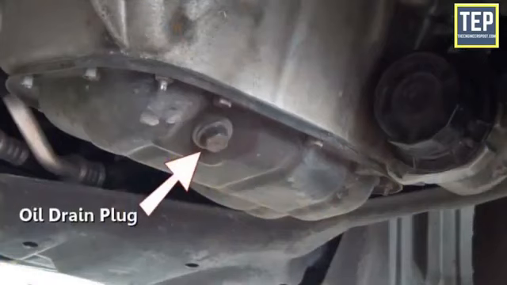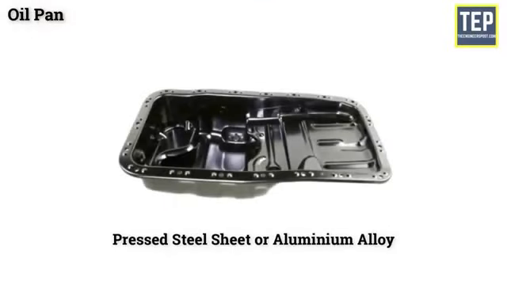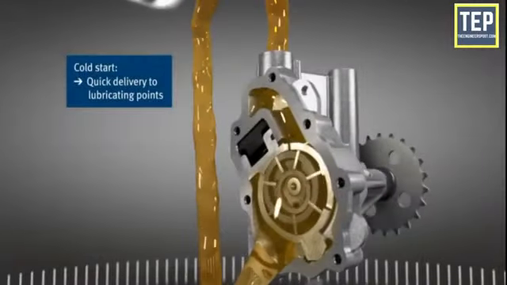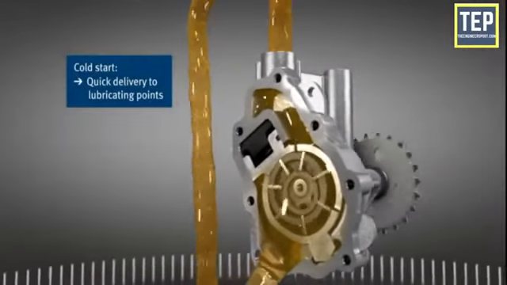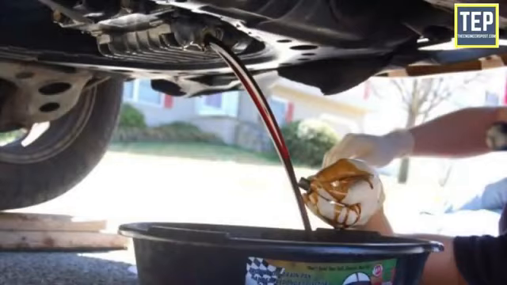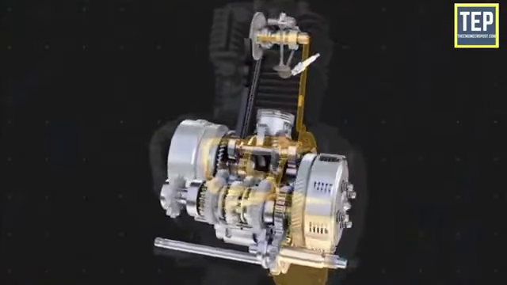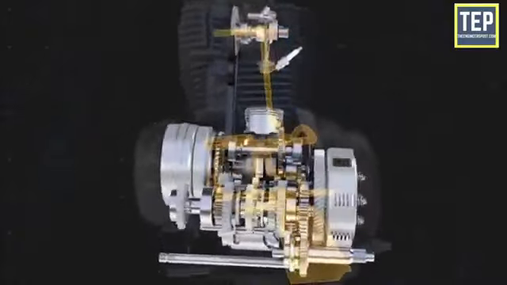At the bottom of the oil sump, a drain plug is provided to drain out the dirty oil at the time of oil replacement. Generally, the sump is made of pressed steel sheet, or aluminum alloy casting is also used. The oil pump in the lubricating system draws oil from the oil pan and sends it to all working parts in the engine. The oil drains off and runs down into the pan. Thus, there is a constant circulation of oil between the pan and the working parts of the engine.